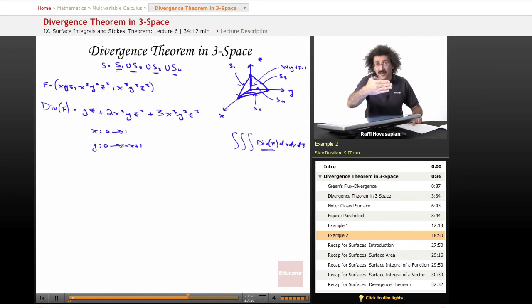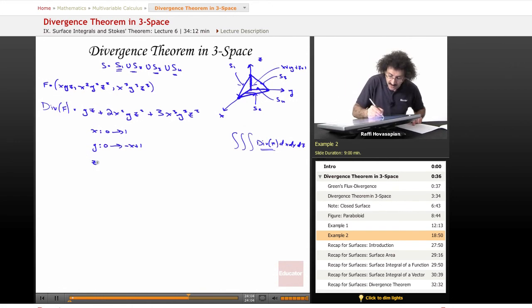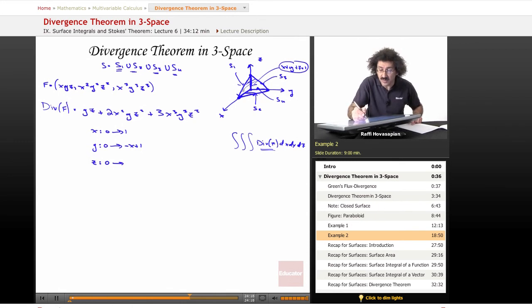So I've integrated in the x direction. I've integrated in the y direction. Now I'm going to integrate in the z direction. Well, this one is easy. Z goes from 0 all the way to, well, here's the relationship. Just solve this for z. Right? It's going to go from 0, which is its base, all the way up to the plane here, this surface. Minus x minus y plus 1.